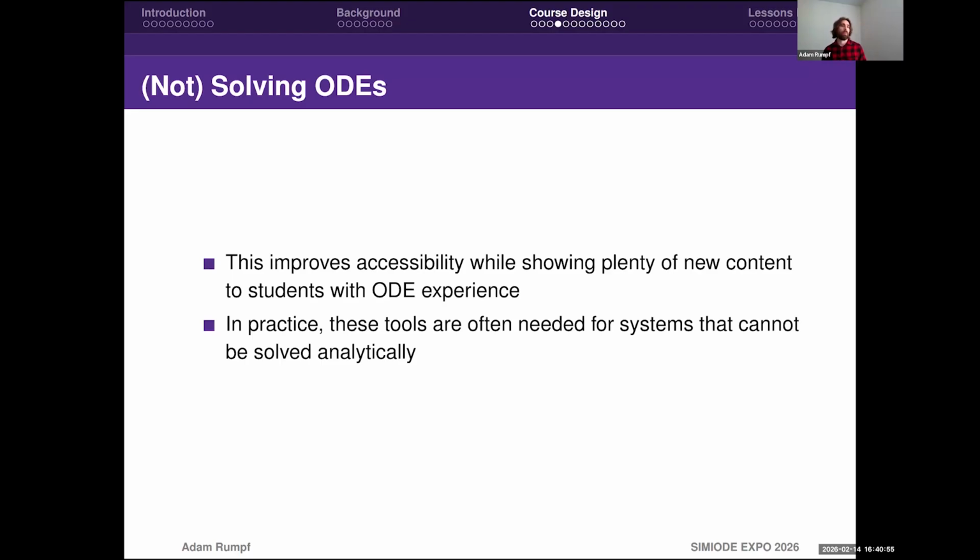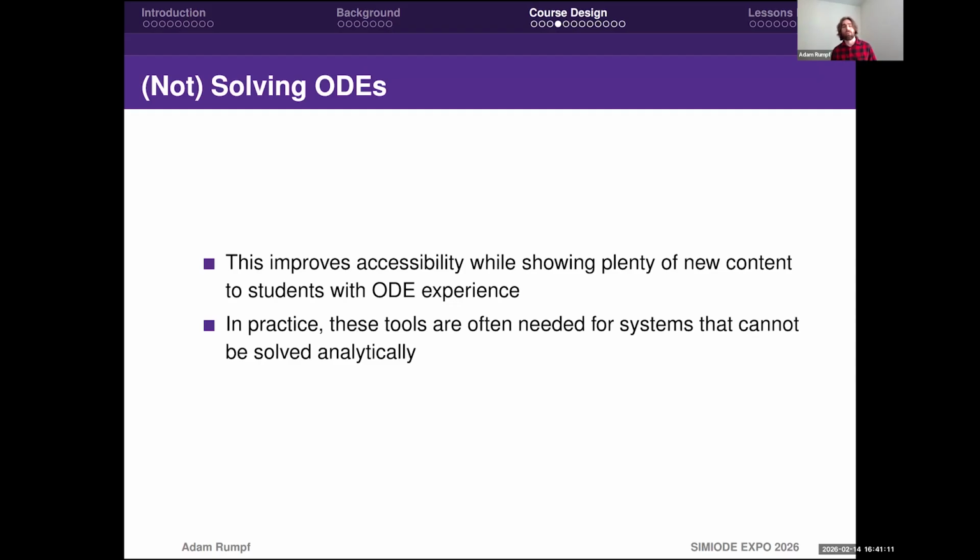But as for some of the benefits of this approach, it improves the accessibility of the course and opens it up to a much bigger potential audience. And at the same time, it also gives students who have had differential equations something new that they wouldn't have seen in that previous class.